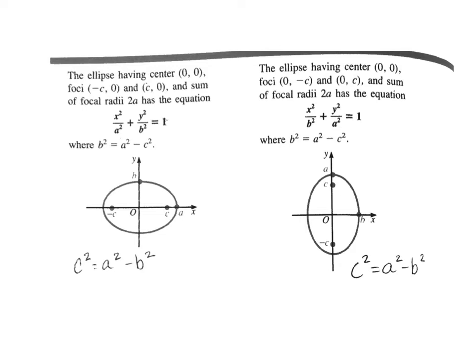Oftentimes you will be given the sum of focal radii. Whatever value it is, it's equal to 2a, and that's how you're going to find this term. Now the last thing that you need to pay attention to is the difference in the two equations. If you have a horizontal ellipse, that means it's along the x-axis, and the value under x is going to be the larger number. If you have a vertical ellipse, that will be the y-axis, so the larger number will be under y. So that's something to pay attention to so that you can identify what kind of ellipse you're talking about.